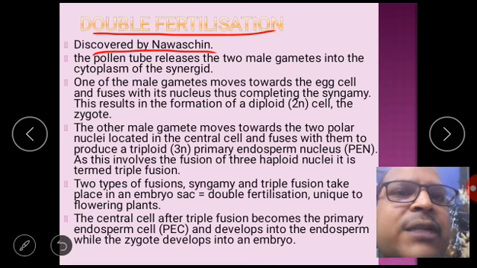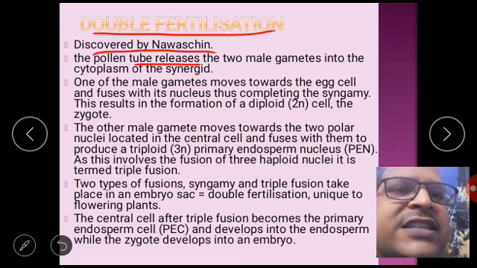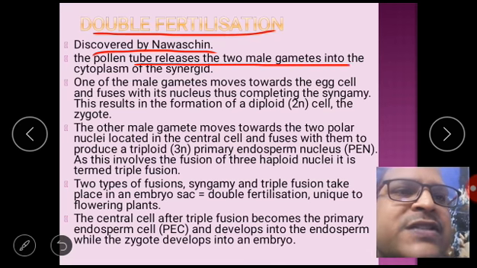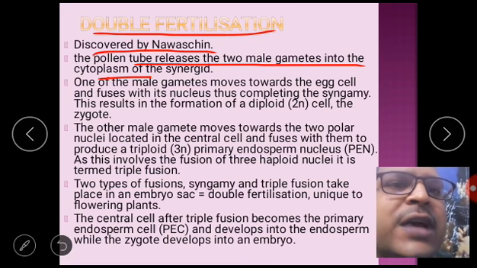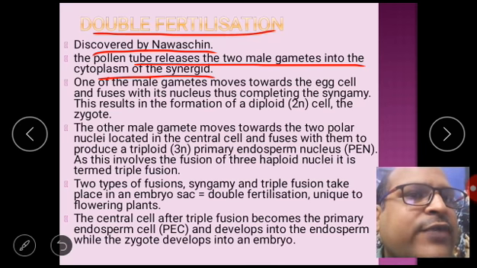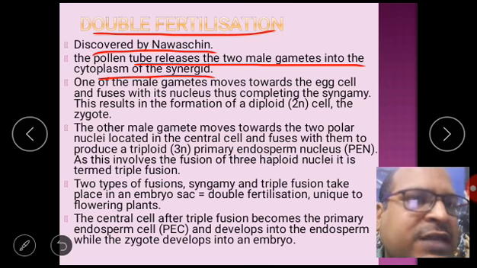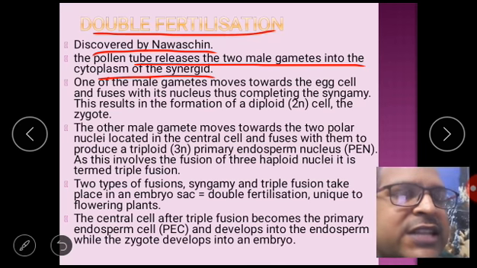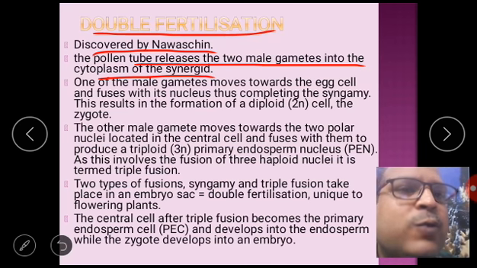Second thing, the pollen tube releases the two male gametes into the cytoplasm of the synergids. I have already told you that the pollen tube will have one vegetative cell and one generative cell. The generative cell undergoes division if it has a single male gamete. If it has two male gametes, there is no problem. But if it has a single male gamete, it undergoes division and produces two male gametes. Ultimately, the generative cell must have two male gametes.